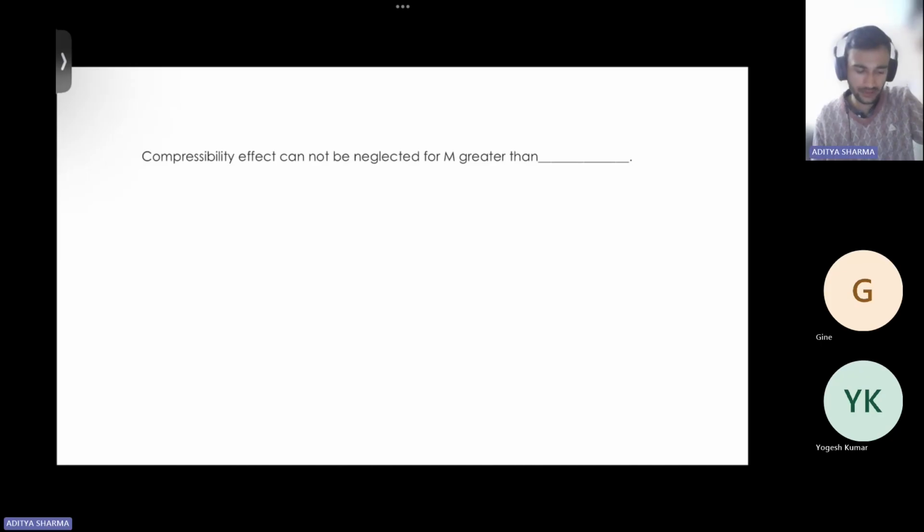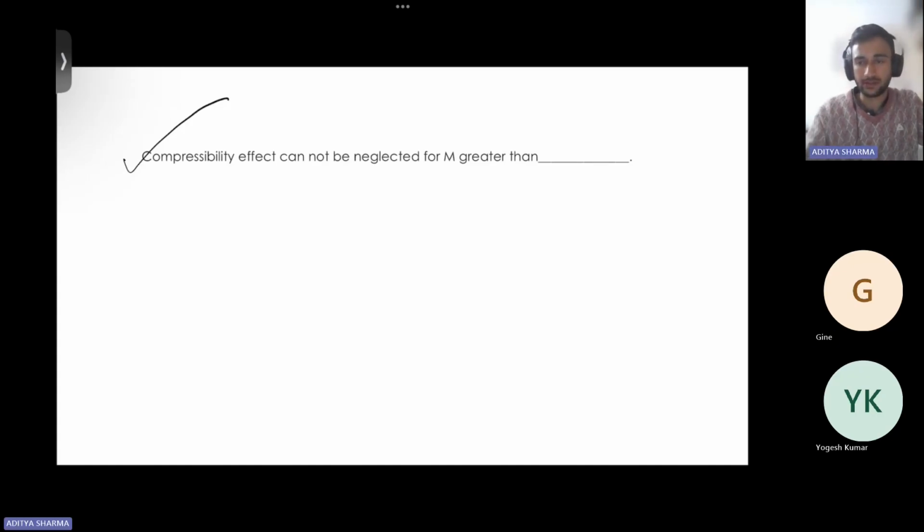So compressibility effect cannot be neglected when M is greater than... You are saying one. All right. And what does Yogesh say? Yes, Yogesh, are you there? 0.3. Okay, Yogesh says 0.3.